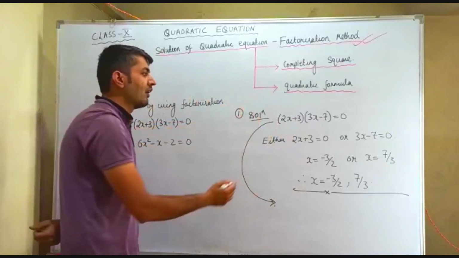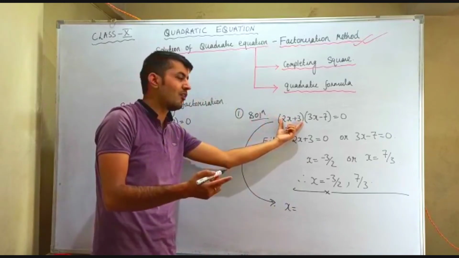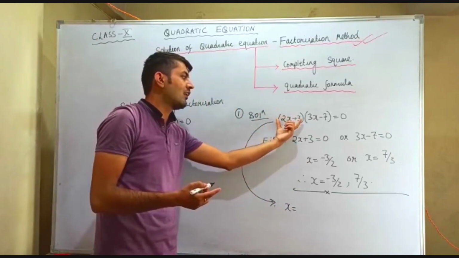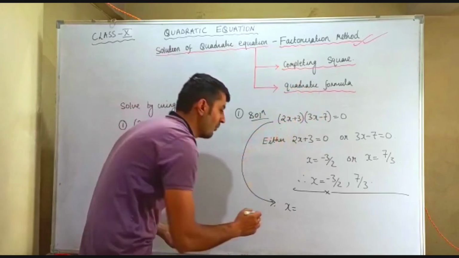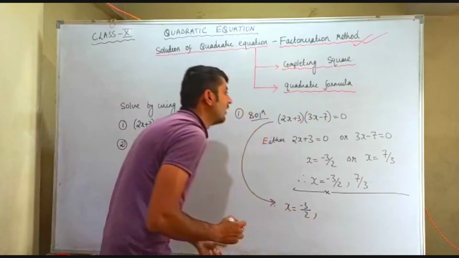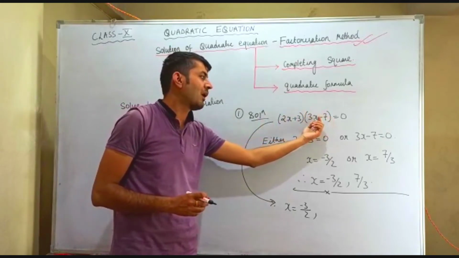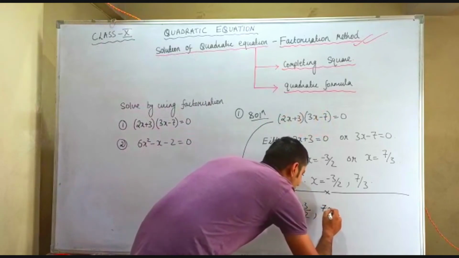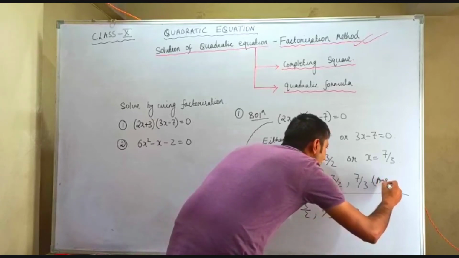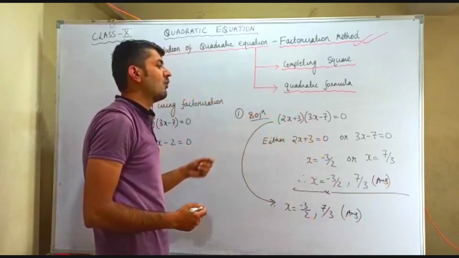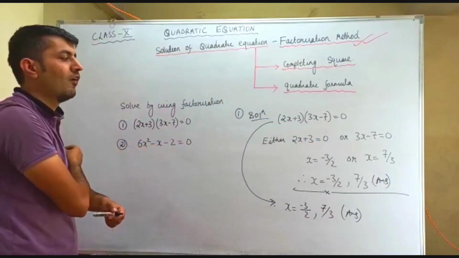From 2x plus 3 equal to 0, what is the value of x? This one equal to 0 means x must be equal to, you have plus 3, so you make it minus, so it becomes minus 3 by 2, comma. What is the second value? Follow a similar pattern. You have 3x minus 7, so minus 7 you make plus 7, so it becomes 7 by 3. This will be the required answer. You can do it directly, or you can do it with the either-or case.